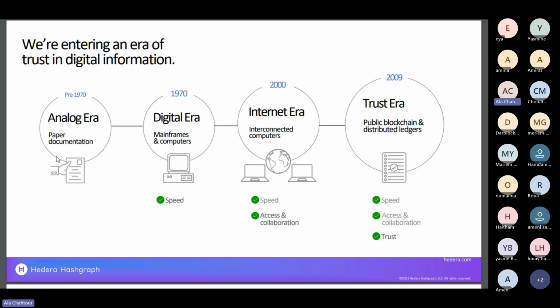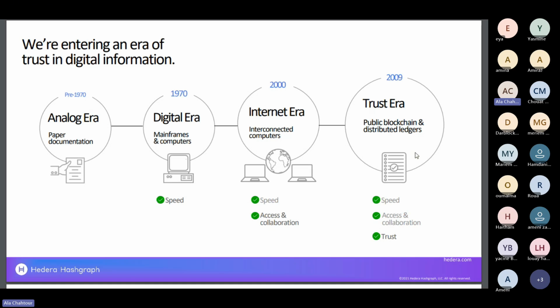With the internet, starting from 2000, we gained the ability to share information from one machine to another. It keeps the feature of speed, and also gives us access and collaboration. We can collaborate on storing data or creating a document. Also, starting from 2009, the year Bitcoin was invented and created, the trust era began.